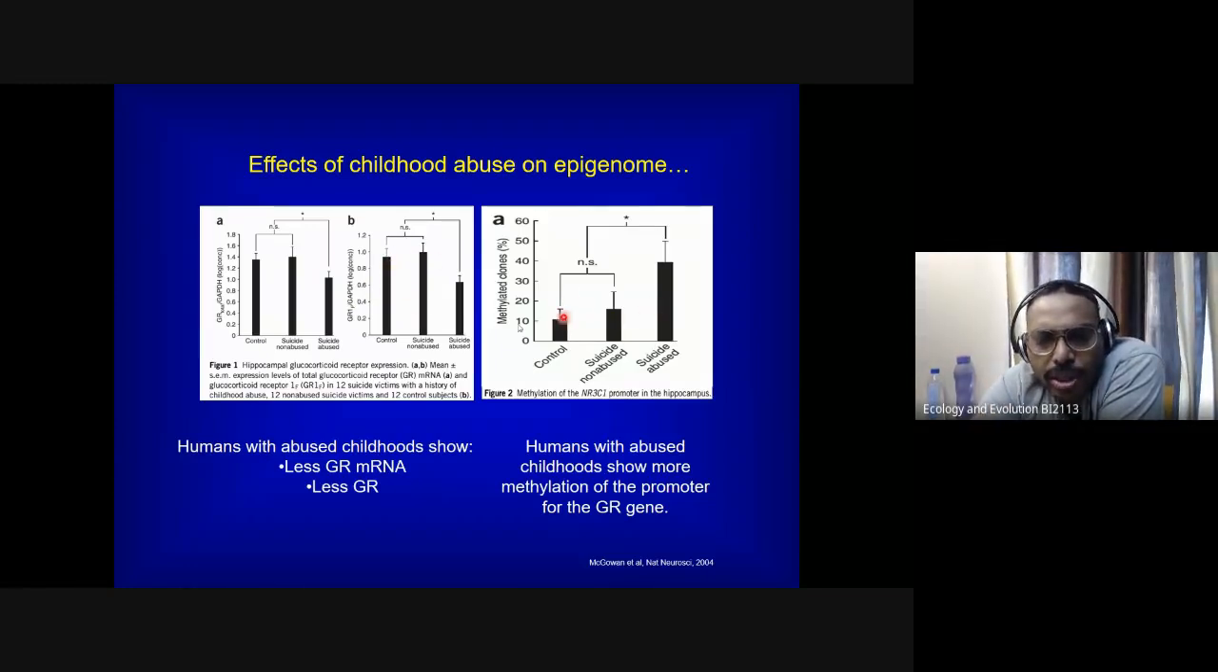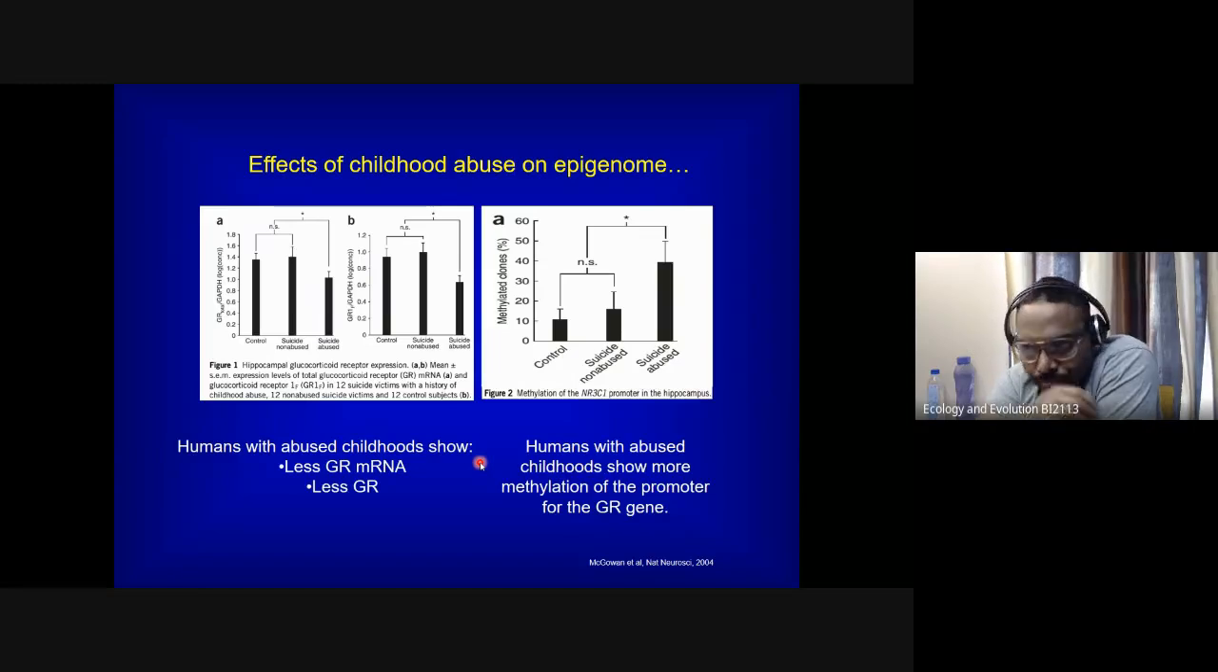Now if you look at the same groups and their methylation levels of these genes, you see that these groups have far greater methylation on average. It's still not 100% versus 10% as I showed you in rats, but it is roughly 4 times as much. So humans who have an abused childhood end up showing more methylation of the promoter for the GR gene, which, based on what we understand from rats, is probably what is responsible for this kind of depression.